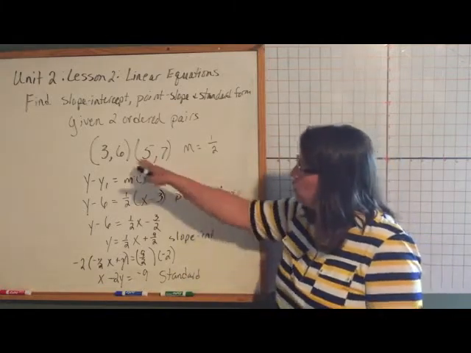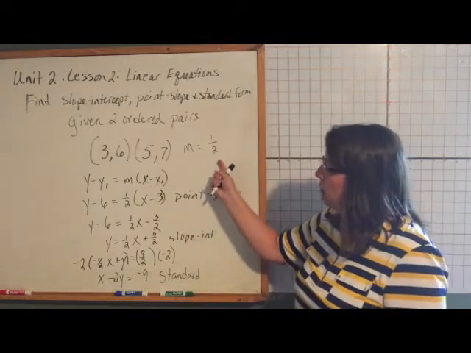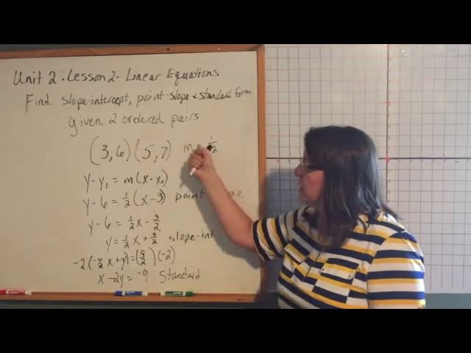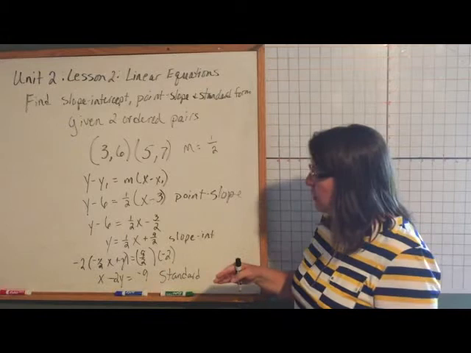So I have two ordered pairs. To find the slope, I do the slope formula. Then I can plug one of the ordered pairs and the slope in for point slope and convert to get all the other equations.